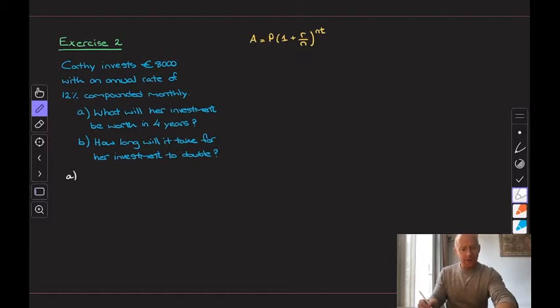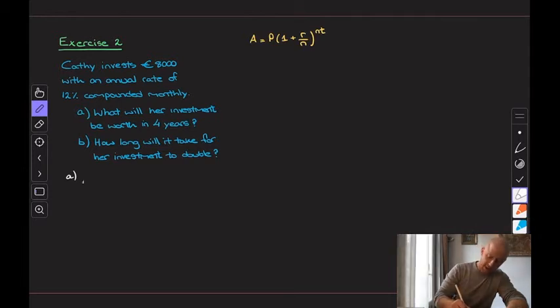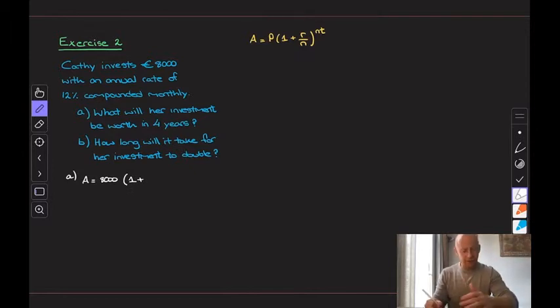The amount she'll have after 4 years. Well, let's see. I would go ahead and say A equals P, the initial amount, which is going to be 8,000 again, times in parentheses 1 plus the annual rate, which has not changed, right? It's still the same. So the annual rate is still 0.12, which is 12% expressed in decimal form.